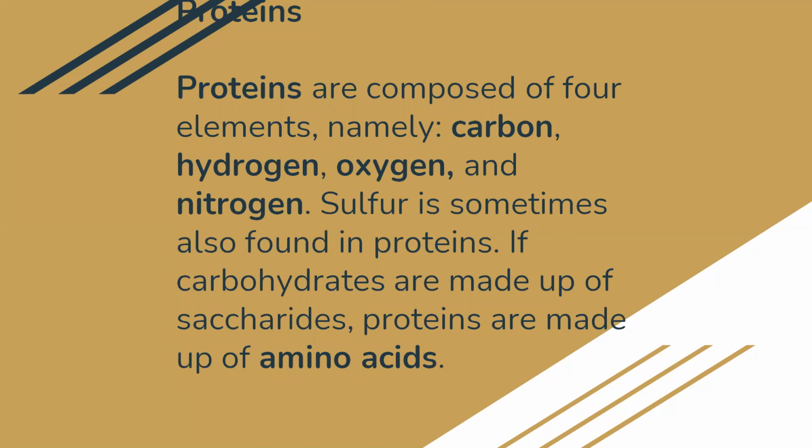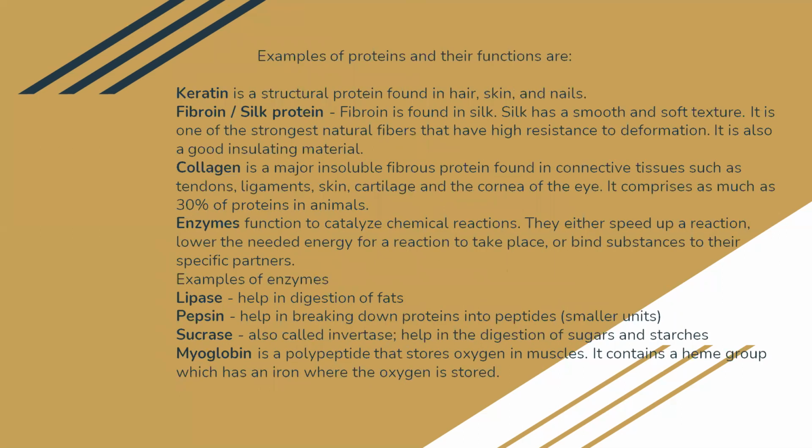Proteins are composed of four elements, namely carbon, hydrogen, oxygen, and nitrogen. Sulfur is sometimes also found in proteins. If carbohydrates are made up of saccharides, proteins are made up of amino acids. Examples of proteins and their functions: keratin is a structural protein found in hair, skin, and nails.